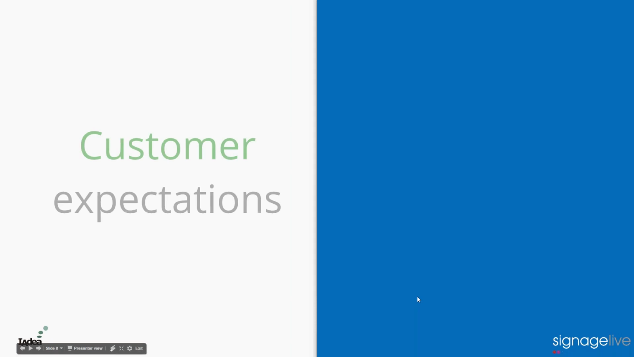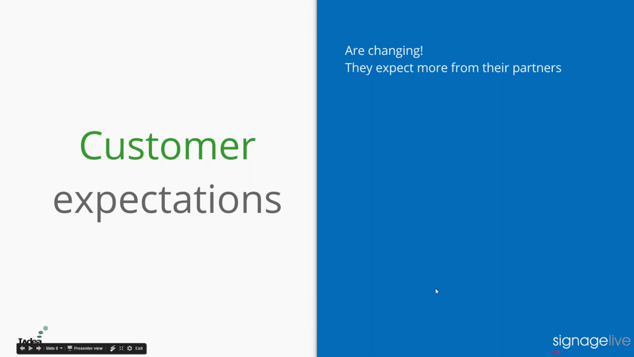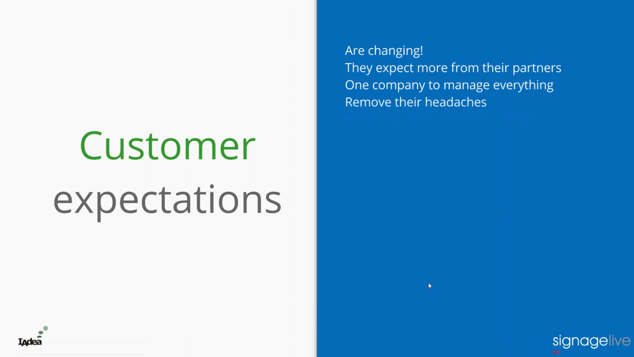The reason why it matters is because customer expectations over the course of time are changing. There's no doubt about it. It is happening. If you haven't experienced it so far, you will start to, believe me. They expect more from their partners, and by partners, I mean their systems integrators who effectively manage everything from one angle. One company to manage everything and, of course, remove their headaches along with it. It is important that the company has their interests in mind, whether from a deployment perspective or a support perspective. That is what customers are looking for.